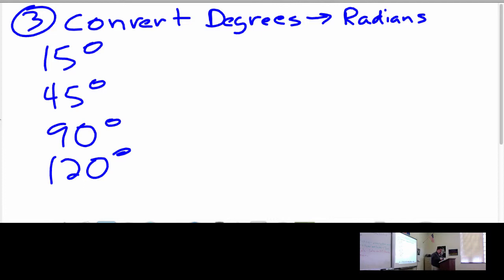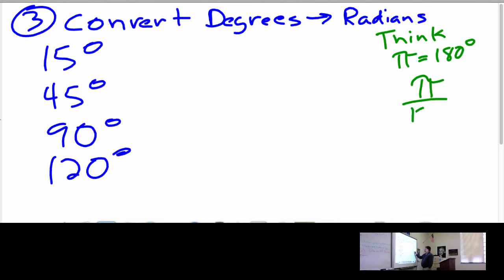So what we need to remember is that there's a relationship between degrees and radians, right? And so that relationship is, we got to think that pi is equal to 180 degrees, okay? So I have a conversion factor of pi over 180 degrees or 180 degrees over pi.